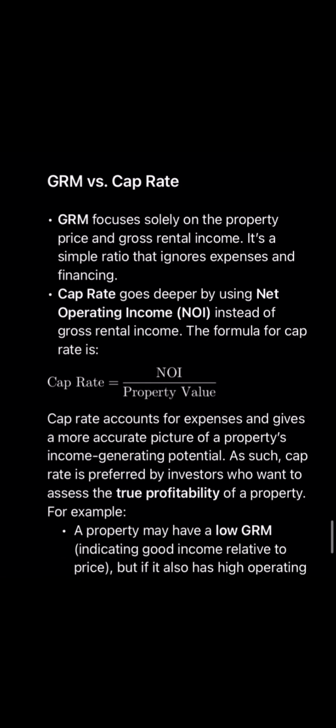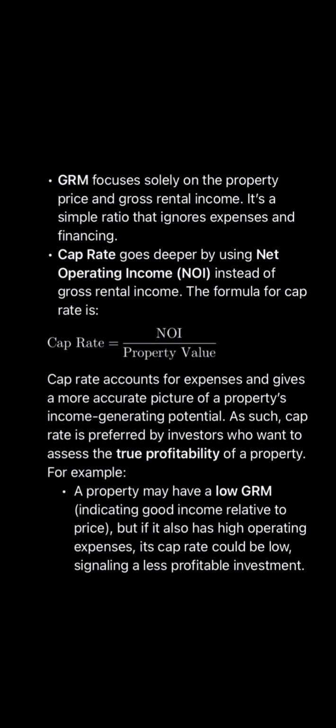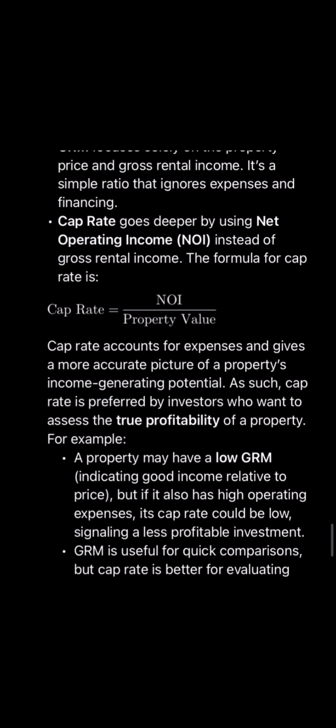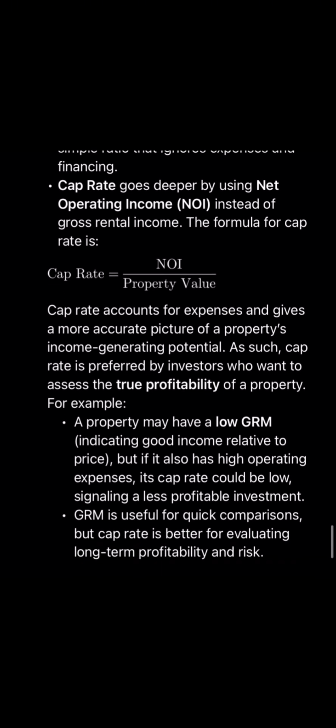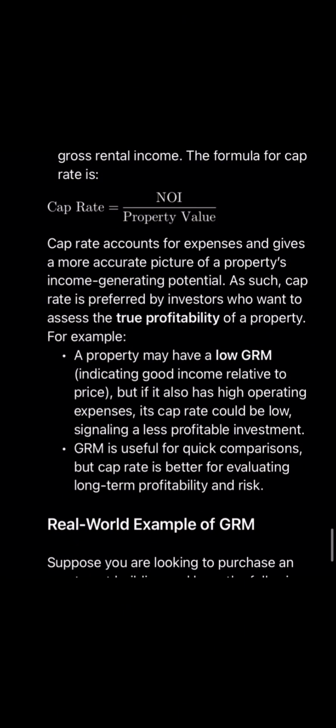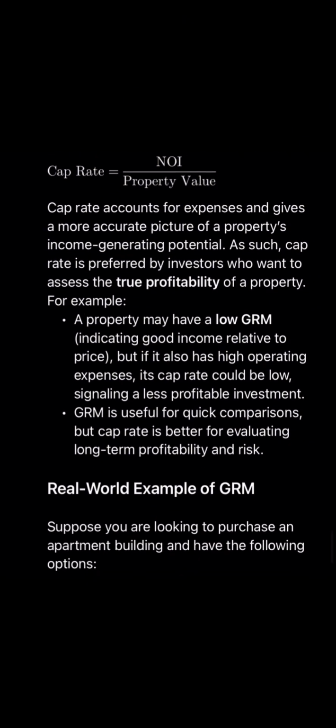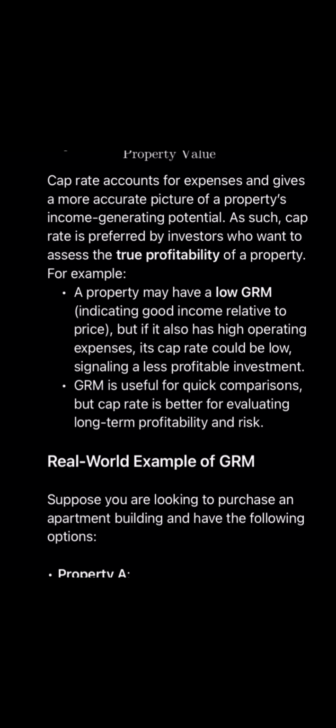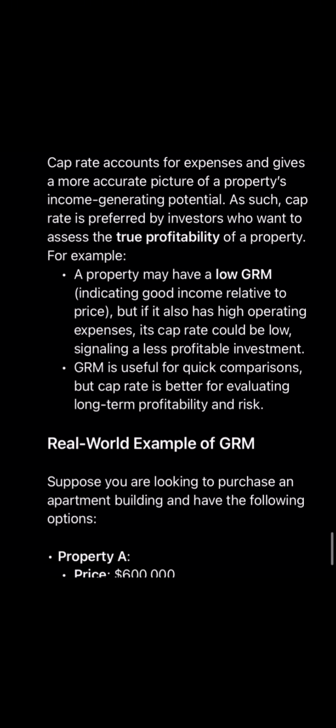GRM versus cap rate. GRM focuses solely on the property price and gross rental income. It's a simple ratio that ignores expenses and financing. Cap rate goes deeper by using net operating income, NOI, instead of gross rental income. The formula for cap rate is cap rate equals NOI divided by property price. Cap rate accounts for expenses and gives a more accurate picture of a property's income-generating potential.